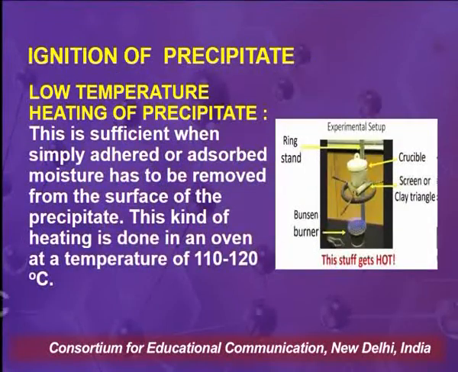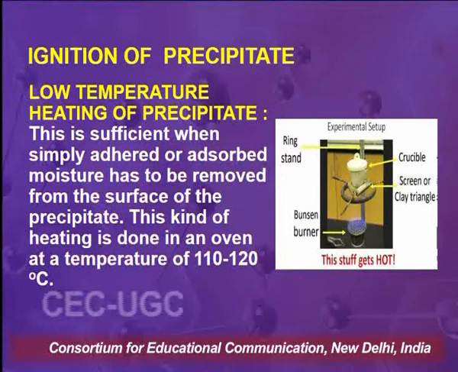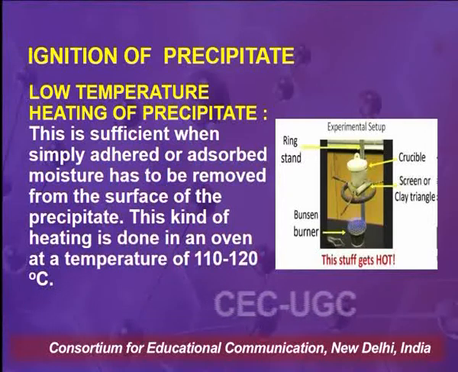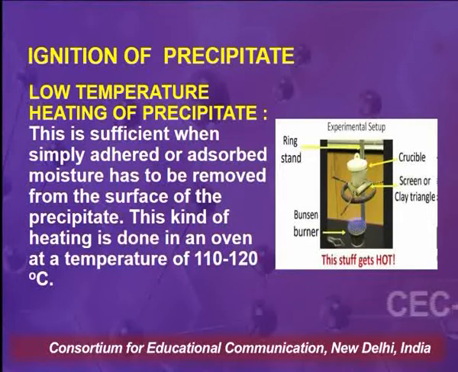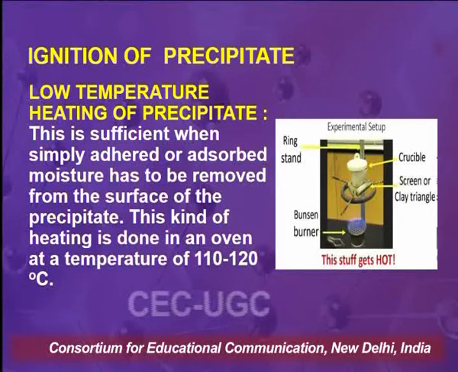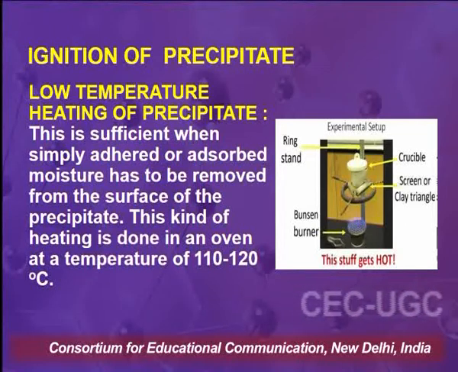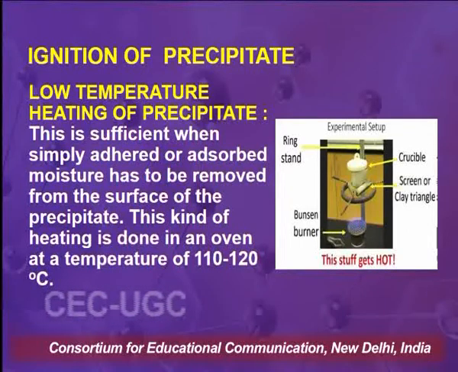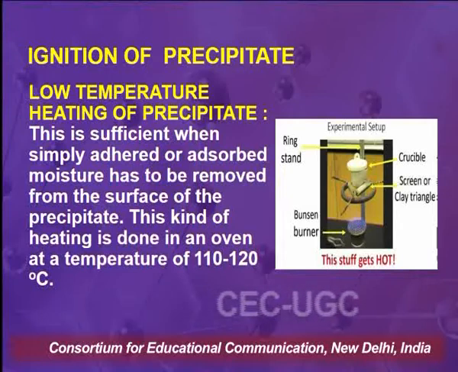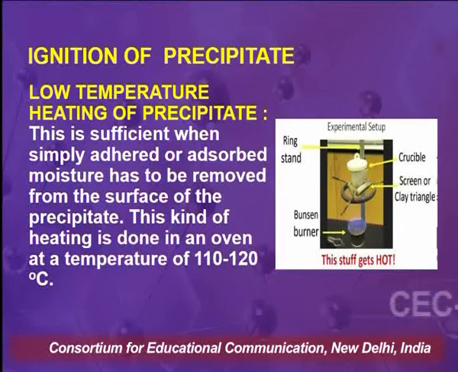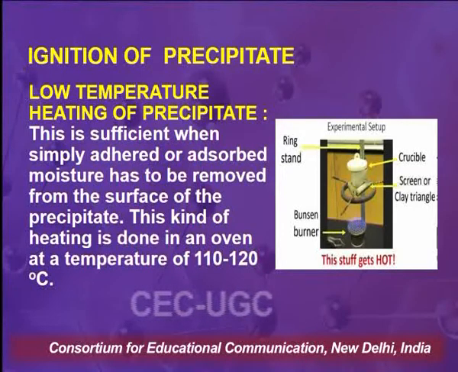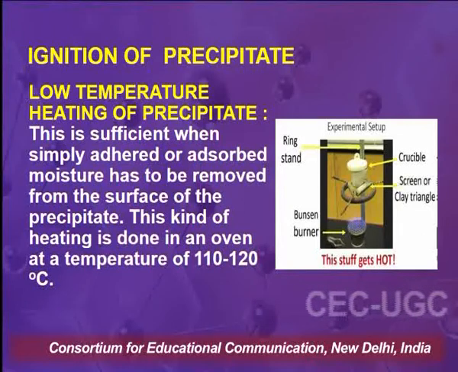After precipitation has been carried out by the various methods discussed earlier and also by the homogeneous method of precipitation, these precipitates need to be dried so that they can be weighed to get the exact amount of the metal ion in them. So the ignition of the precipitate can be carried out, or simply low temperature heating of the precipitate is to be carried out. Low temperature heating of the precipitate is sufficient when moisture is simply adhered or adsorbed.